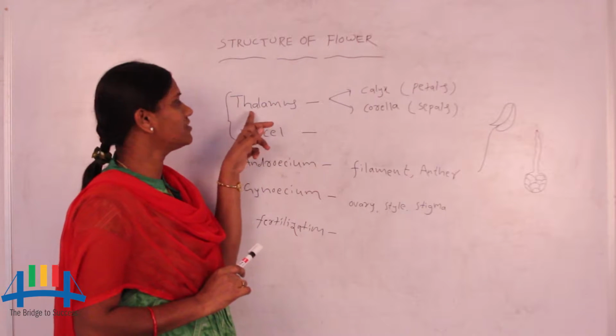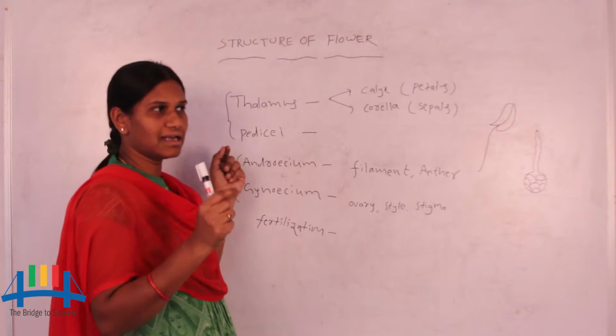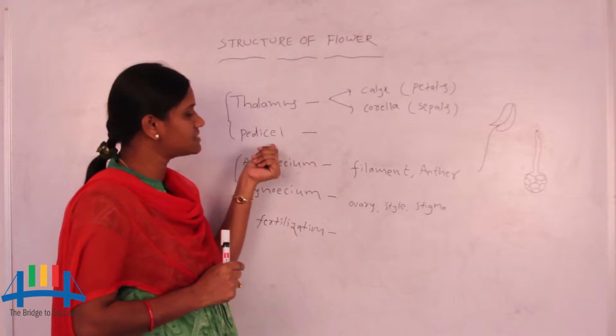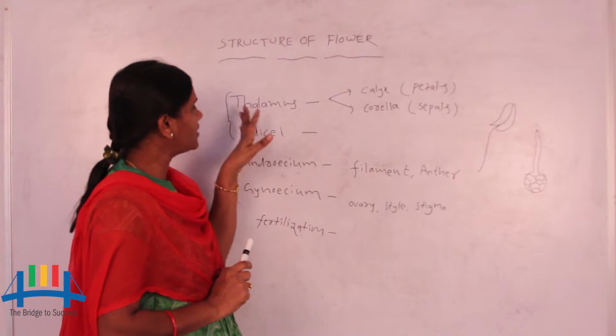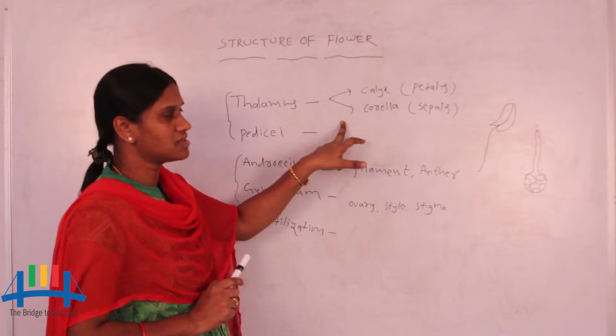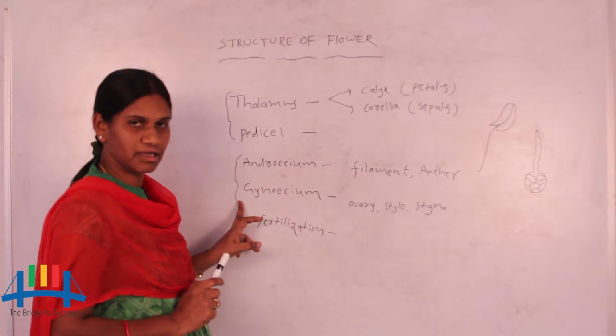So first, the thalamus. The swollen structure is called the thalamus, and the small, cord-like, rod-like structure is called the pedicel. Both are the major parts of the flower. When we observe the thalamus, it is again divided into four parts: the calyx, corolla, androecium and gynoecium.